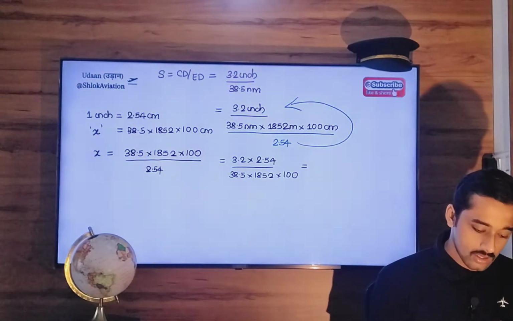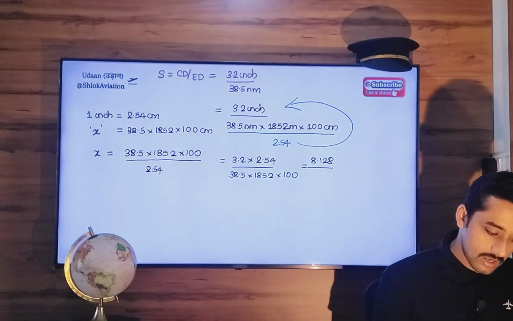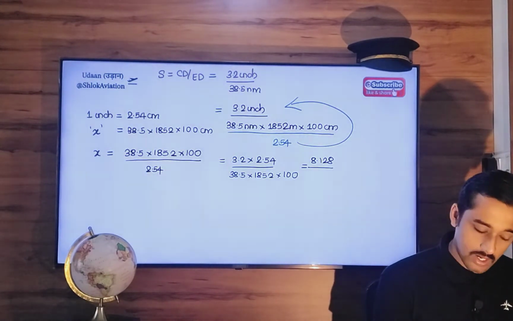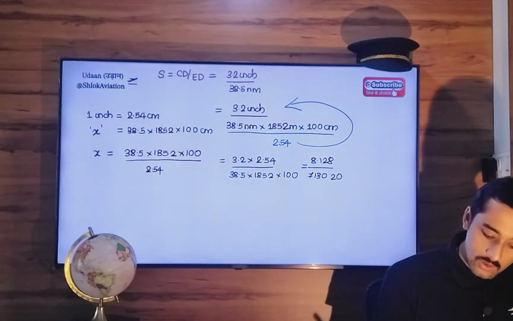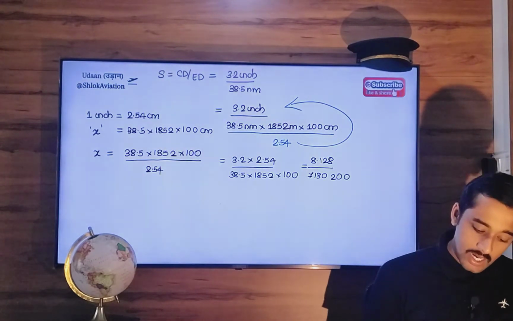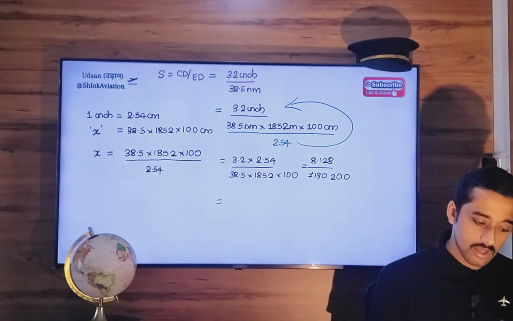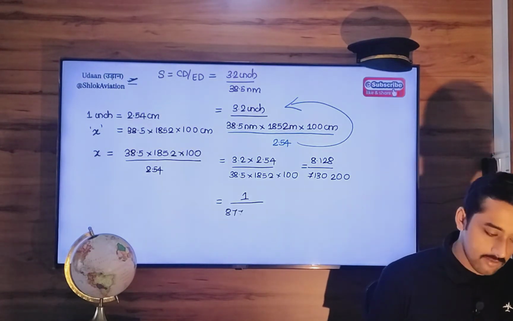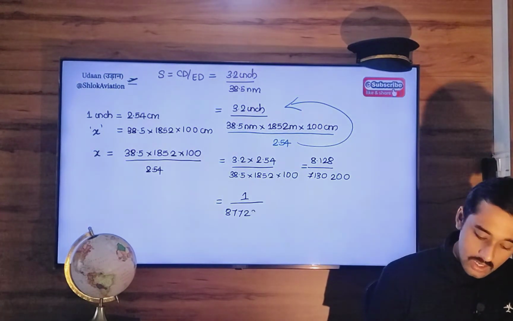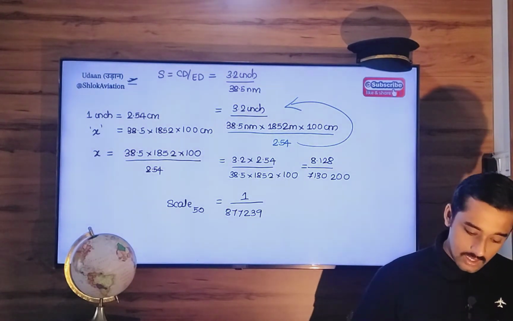Now 3.2 into 2.54 is 8.128. 38.5 multiplied by 1852 into 100 is 7130200. Now dividing numerator and denominator by 8.128, when you do that, you get 1 in the numerator. In the denominator, you will have a value of 877239. So this will be the scale at 50 degree north latitude.